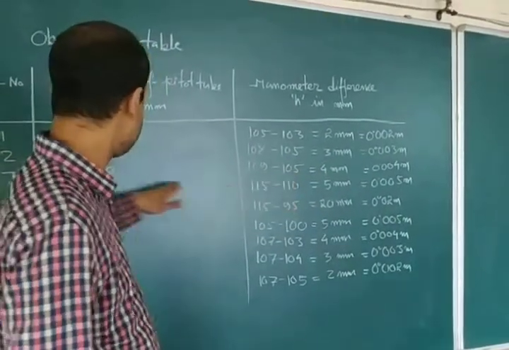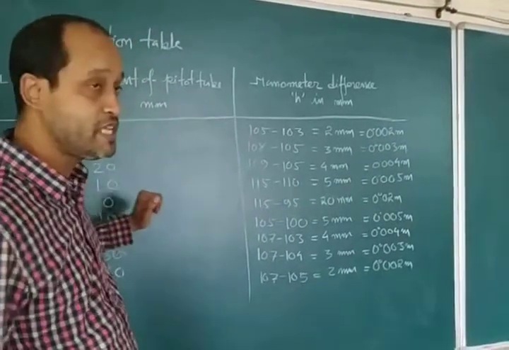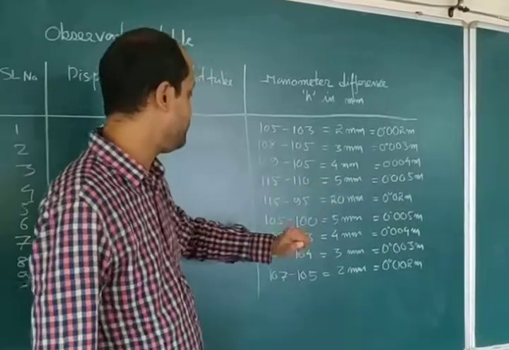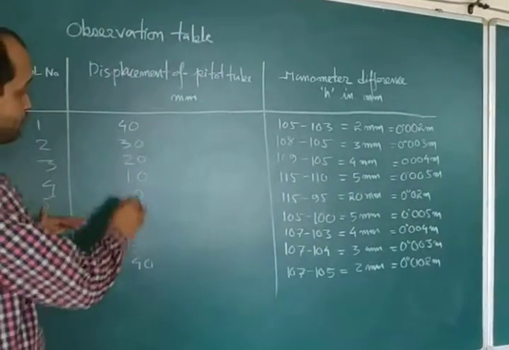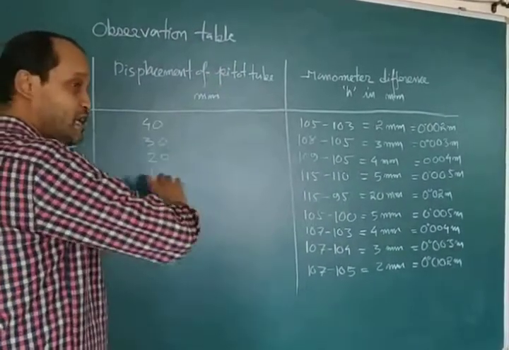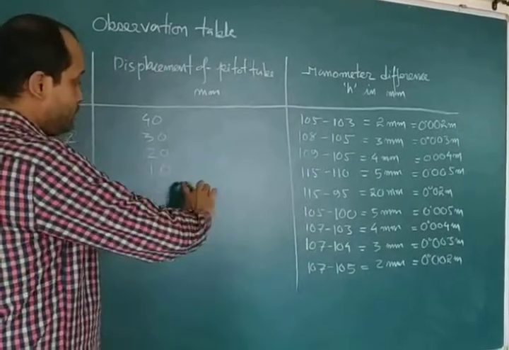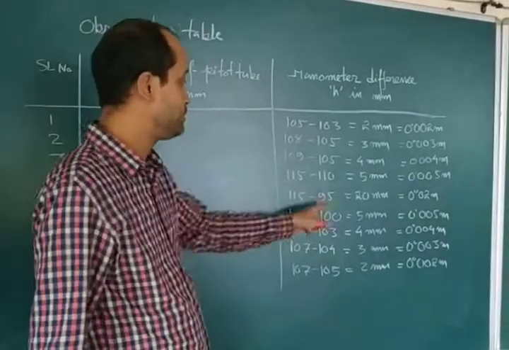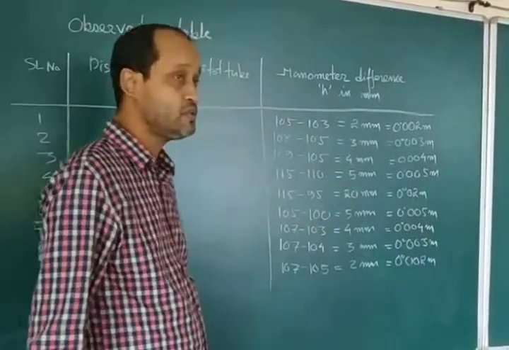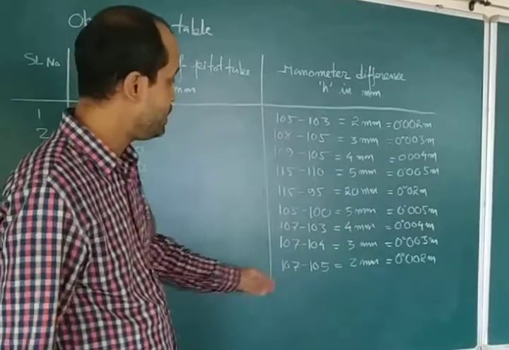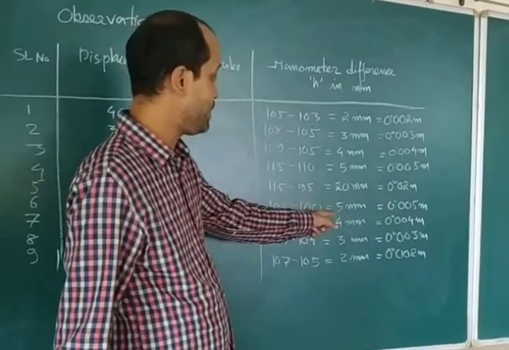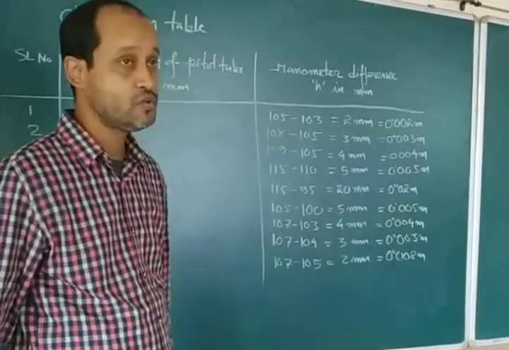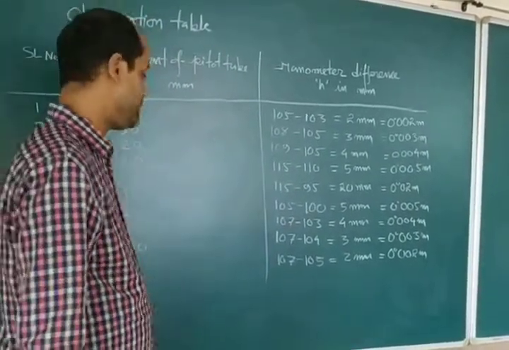Third reading, corresponding to 20 displacement, it is 4 mm. Next one is 5 mm. And at the center, where the position of the pitot tube is in the middle of the pipe, which is treated as a 0, that is the maximum, that is 20 mm, so 0.02. And similarly, the next readings are 5 mm, 4 mm, 3 mm, 2 mm. So you have to convert those into meter.